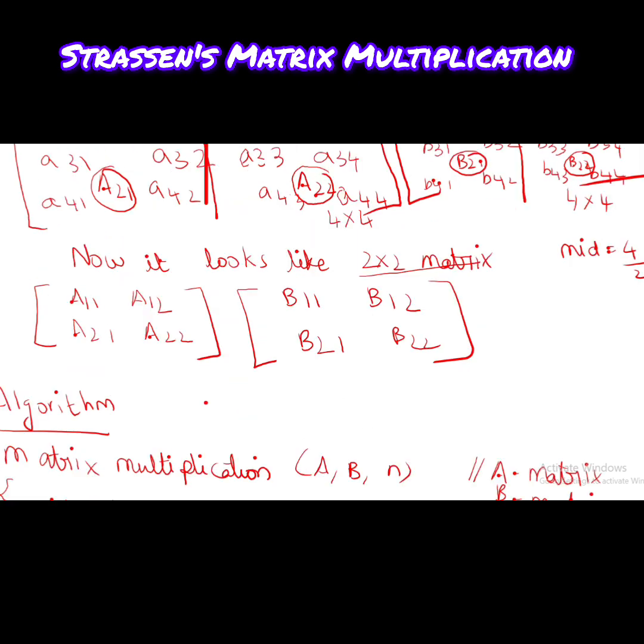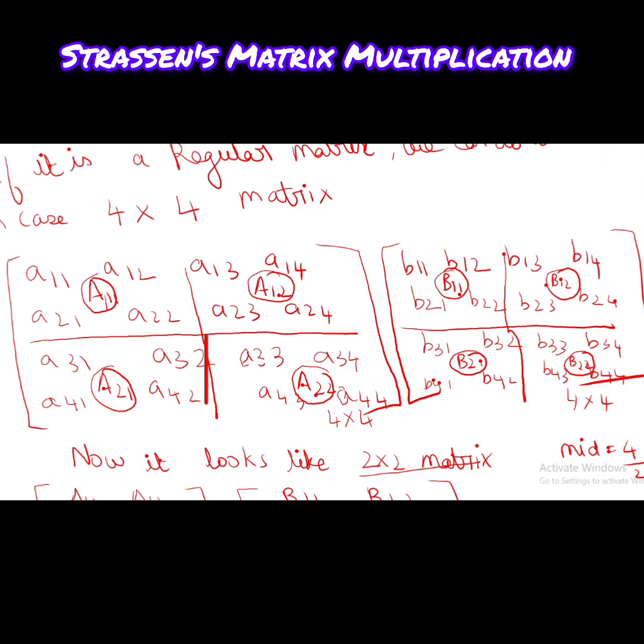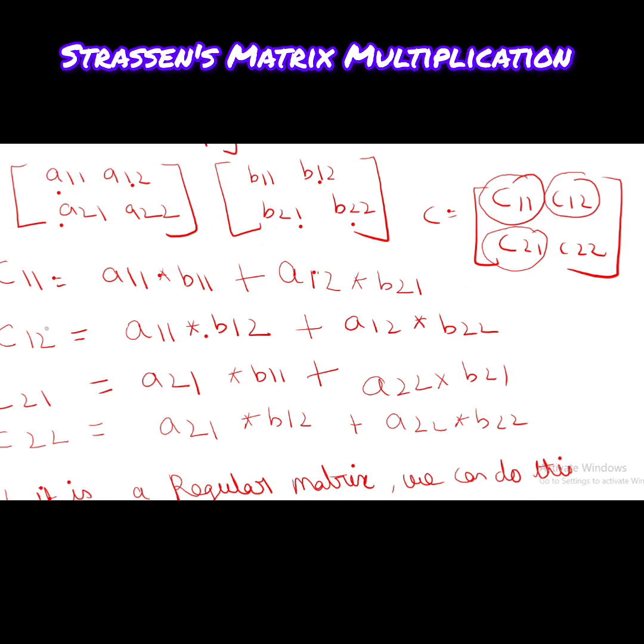Here is the algorithm. Listen, matrix multiplication: we are doing matrix multiplication of A, B, N, where A is a matrix, B is a matrix and N is the order of the matrix. If N is less than or equal to 2, what do we follow? The same way. We find C11 equal to A11 into B11 plus A12 into B21.